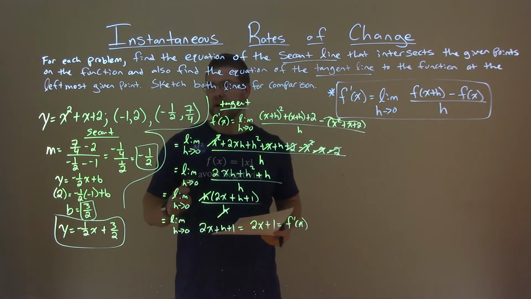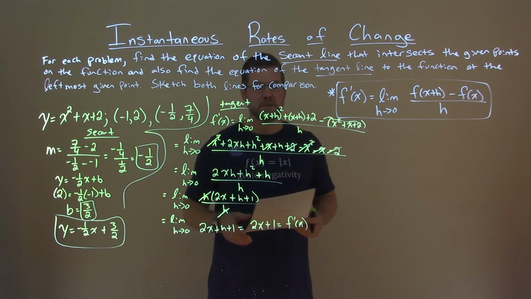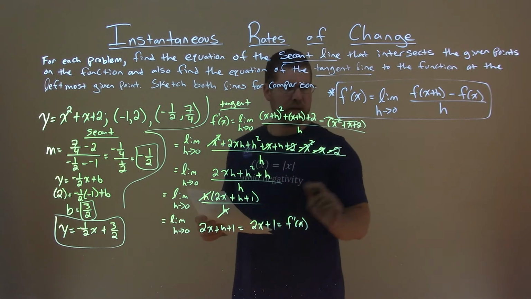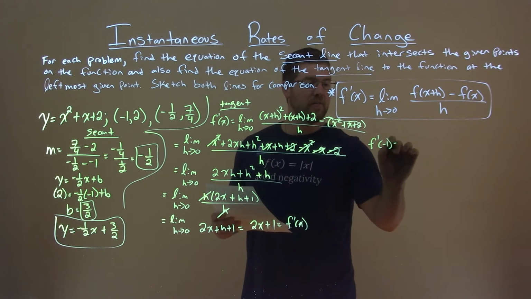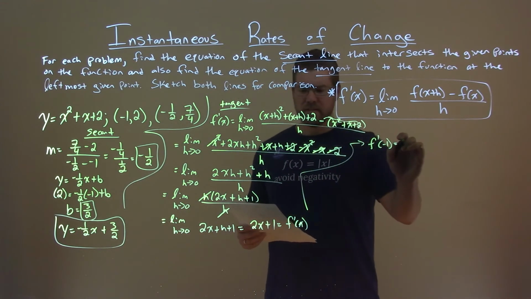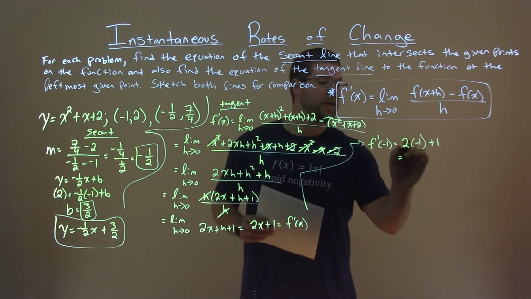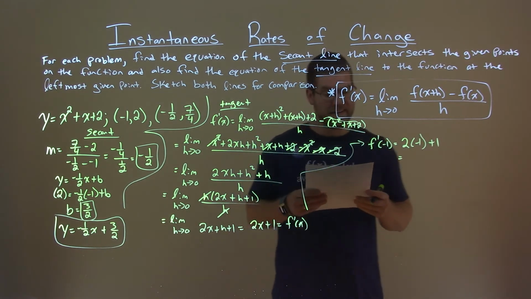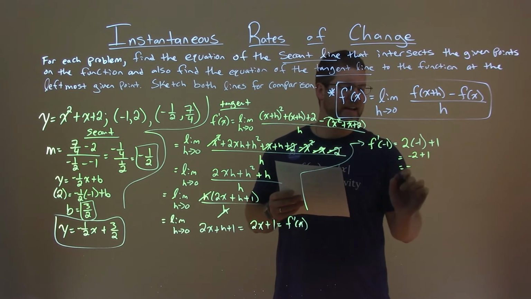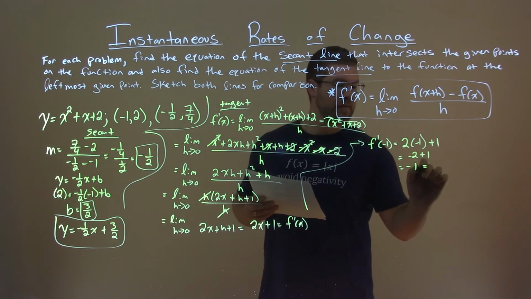Now they tell us we want to find the equation of the line at the leftmost point, so that's (-1, 2), and we want to find the slope there at the x value, -1. So that's all we care about. We take our f prime of -1, and that's going to be 2 times negative 1 plus 1. Well, 2 times negative 1 is negative 2, plus 1, and we have negative 1 here. So our slope value, our m, is negative 1.